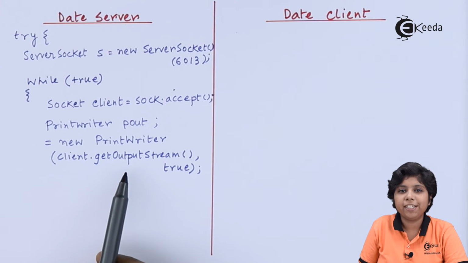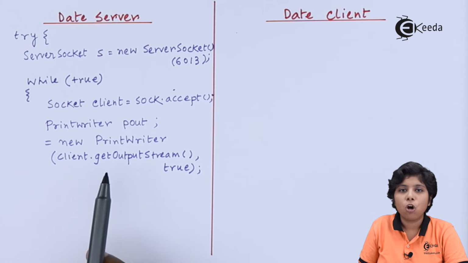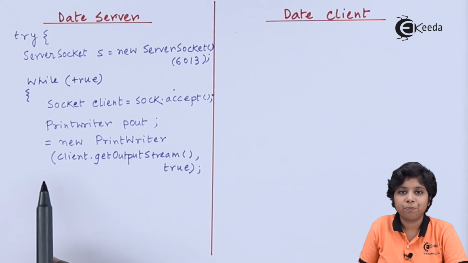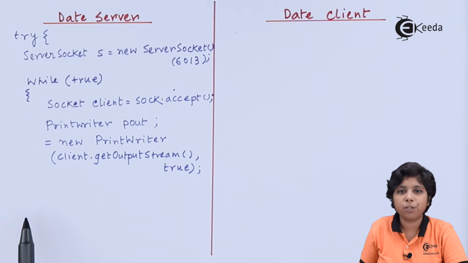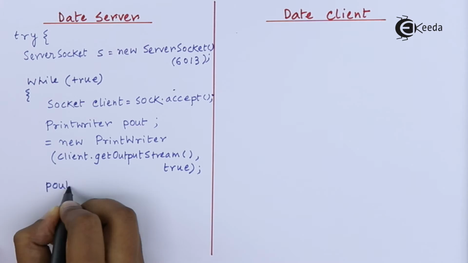Here, we are creating an instance Pout of the object PrintWriter. Now we are creating this PrintWriter object so that it can output the stream of messages to the client, the date server, when requesting the current date.